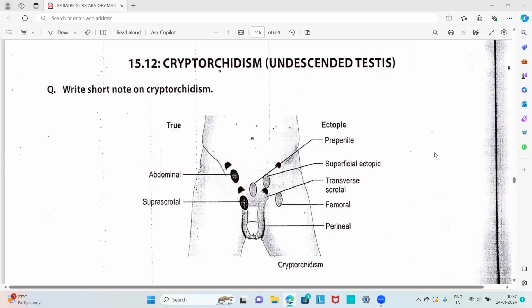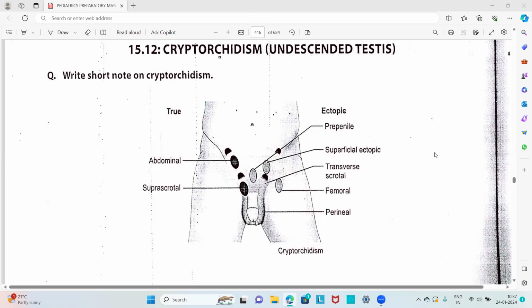Another short note is based on cryptorchidism. It is also asked as a short note in our university exam. Cryptorchidism is also known as the undescended testis.